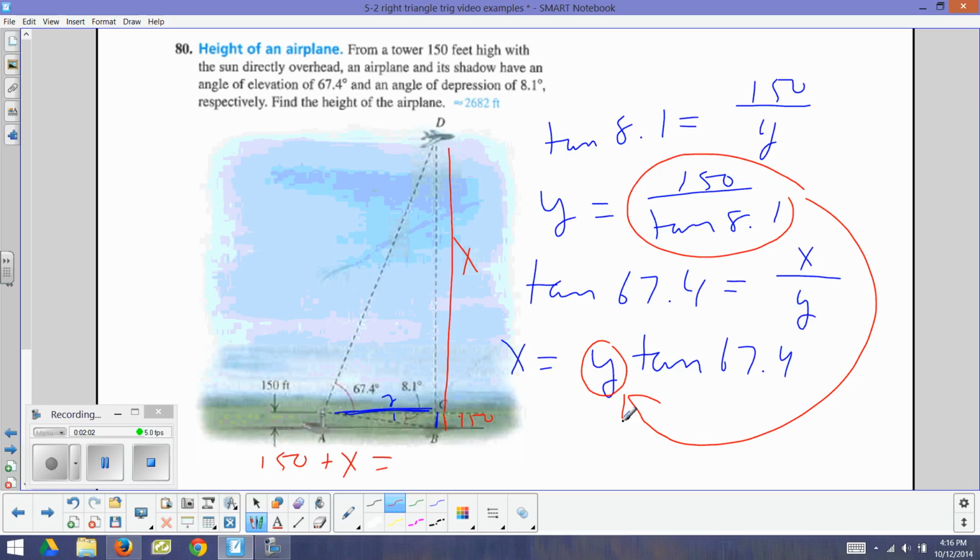And when you do that, you'll get 2531.96, but that's what x is. I need to add 150 to it to find out the height of the airplane. So when I do that, I will get 2,681.96. Call it 2,682.